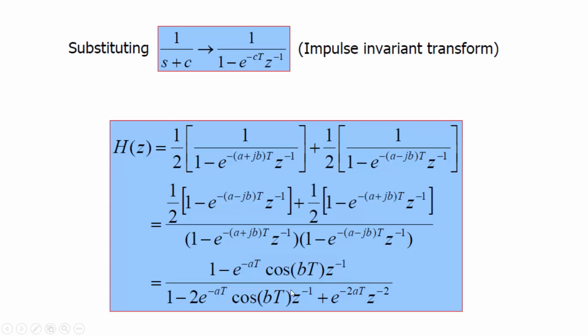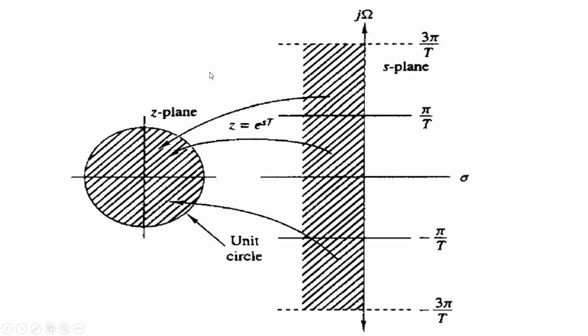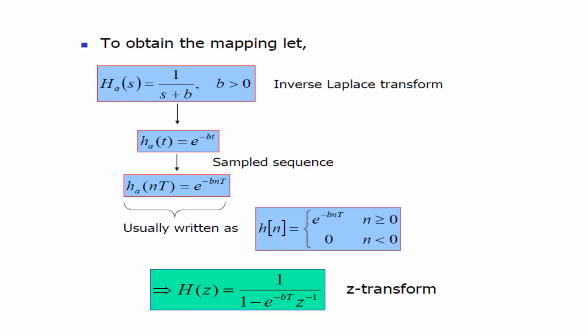That means you have been able to convert the analog filter to the digital filter using the impulse invariant transform. This is the impulse invariant transform, and the derivation of this transform we saw here. How did we get the transformation? If the analog filter looks like this, we were able to get the equivalent digital filter transfer function in Z domain like this.